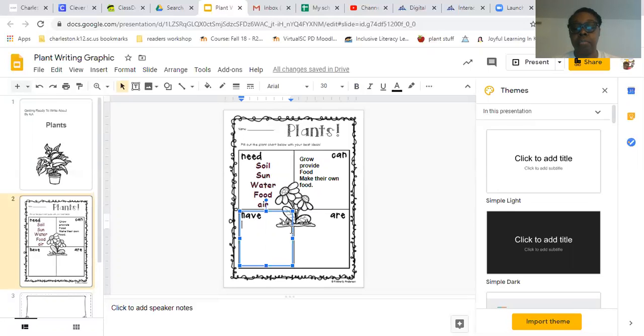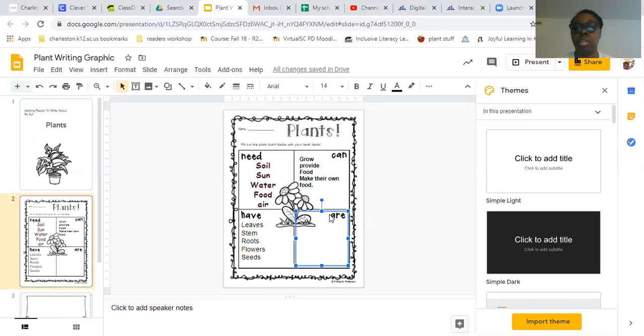Plants have leaves. They have a stem, correct? What else do they have? They have roots, okay? Some plants have flowers. They have seeds. So those are some things that plants have. If you think of other things that plants have, feel free to add them into our boxes.